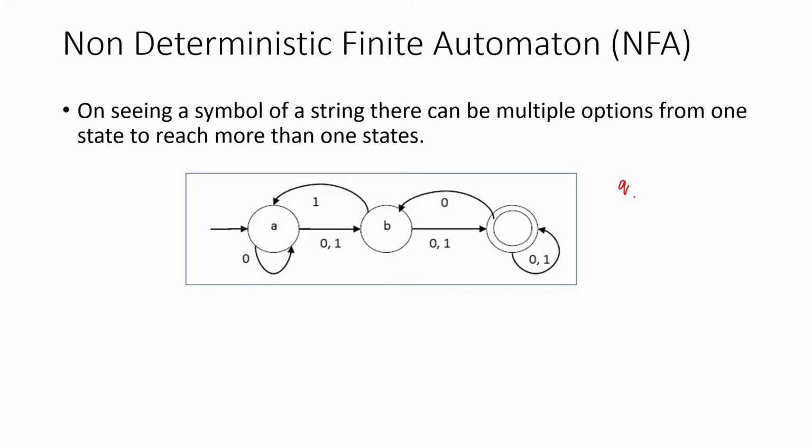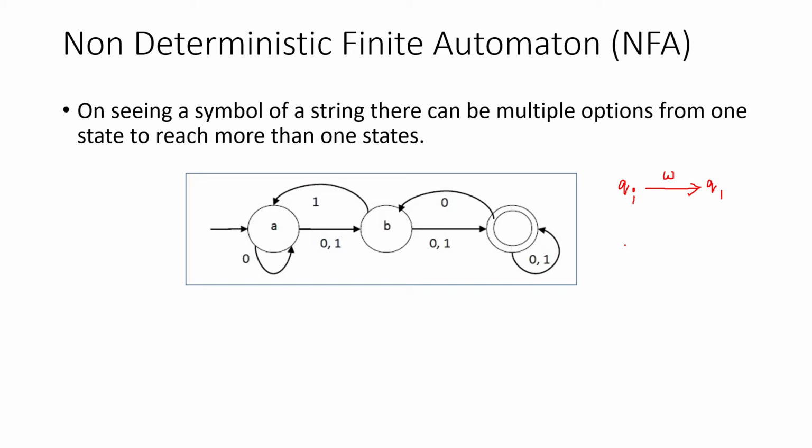if you are in some Qi state, on seeing a particular symbol W, you can reach, say, Q1. So it is already defined that for a particular symbol, what is the exact destination where you can reach from a particular state. But in case of non-deterministic finite automata, you can actually have multiple options to change your state.